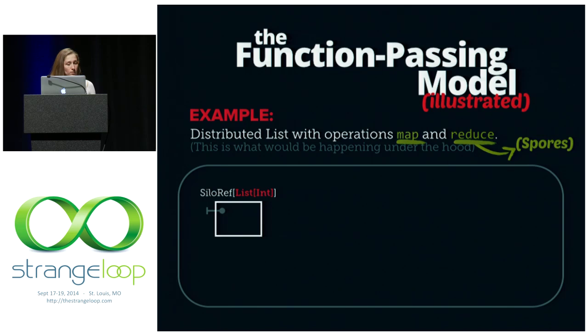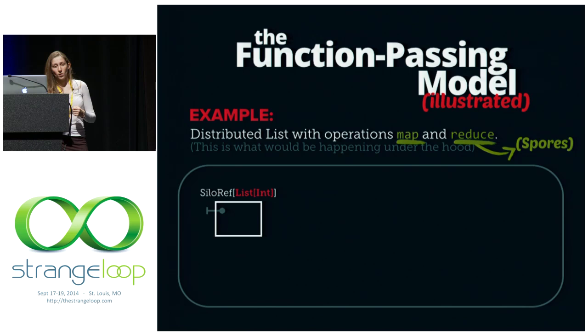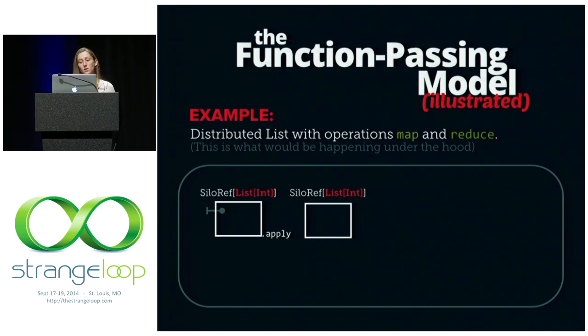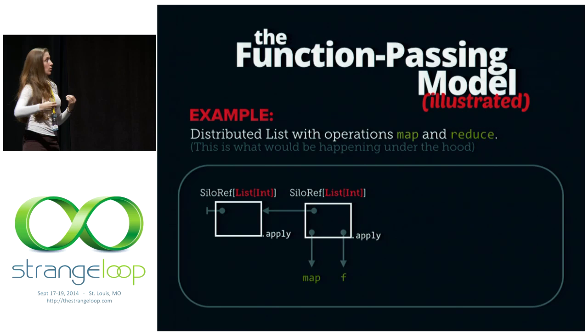Let's look at a cute little illustration of what this would look like under the covers. You start out on the machine with the local computation that kicks off all the computation, and you start off with the silo ref of your original piece of data. Let's say our original piece of data is a list of int. In this case, I would read this from some persistent store that I can always reread if I ever need it again. And I would start by calling apply and passing the map function and the user-passed function, this thing called f here. That would be the function that somebody would pass to the map higher-order function, right?